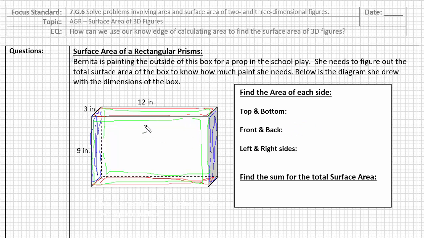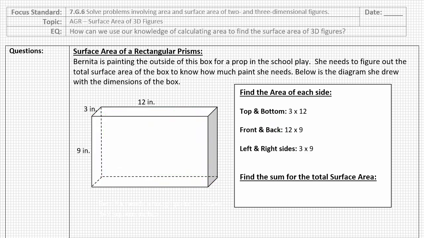So go ahead, make sure you have this much copied down, and list out what the length and width are for each of these pairs of rectangular sides. Do you agree? I've listed the dimensions of the top and bottom rectangular sides as 3 by 12. The front and back are rectangles that are 9 inches by 12 inches, or 12 by 9, you could have written it either way. And the left and right side dimensions are 3 by 9.